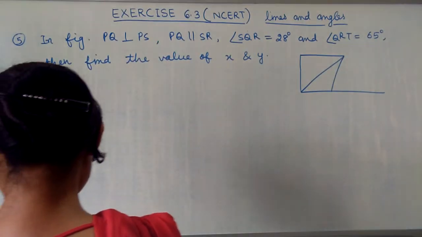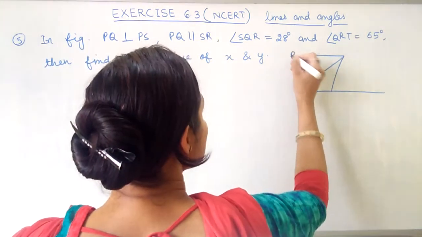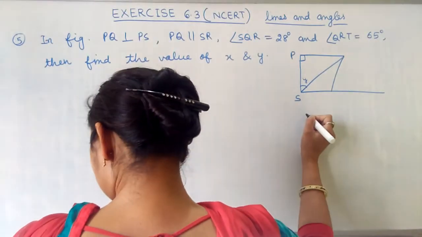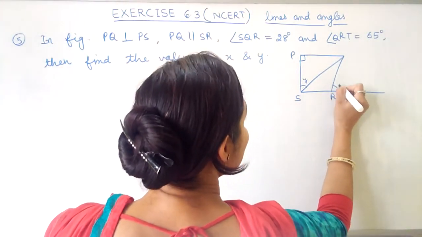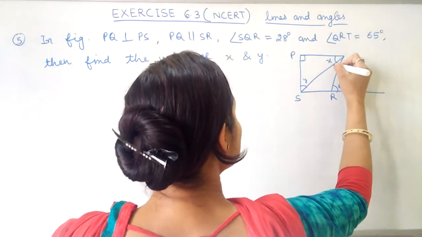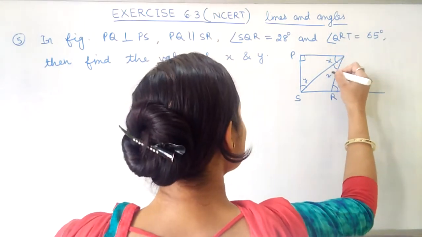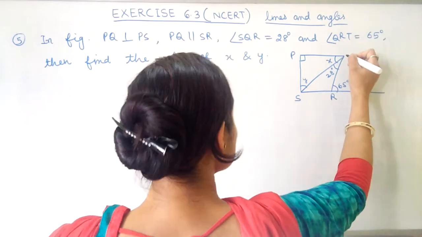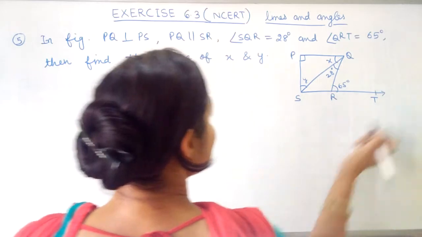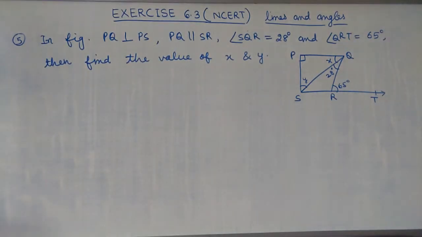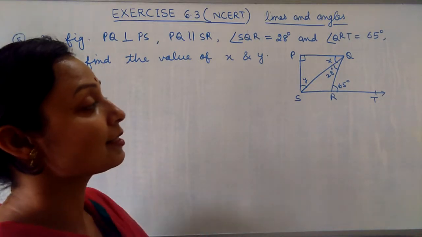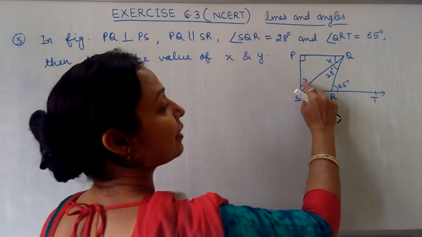So this is the diagram which is given to you. This is P. This is Y. You have to find it with S. This is R and it is given as 65 degrees. This is X and this is 28 degrees, and this is Q and this is T. Then you have to concentrate on the angle which you have to find. So this is the question in which you have to find the values of x and y.